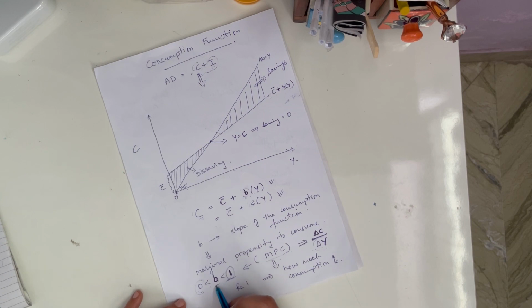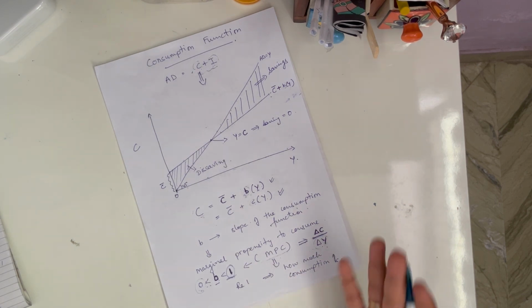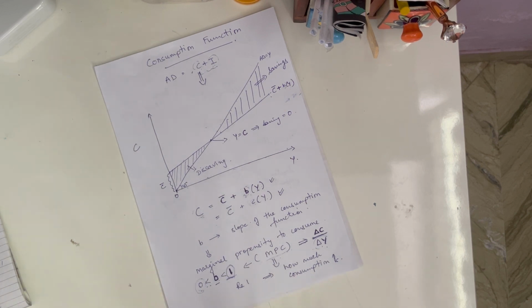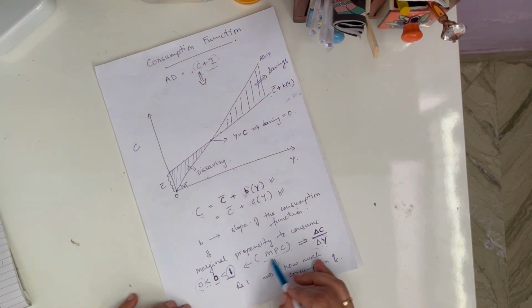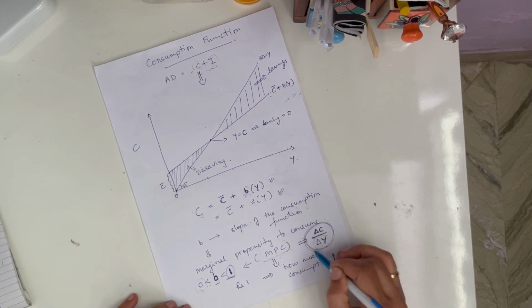So your MPC lies between the two. If your income increases by 1 rupee, then your consumption increases, but by less than 1 rupee. That's what you have to really understand. And it's a slope. It tells you the change. So remember this. It tells you the change.